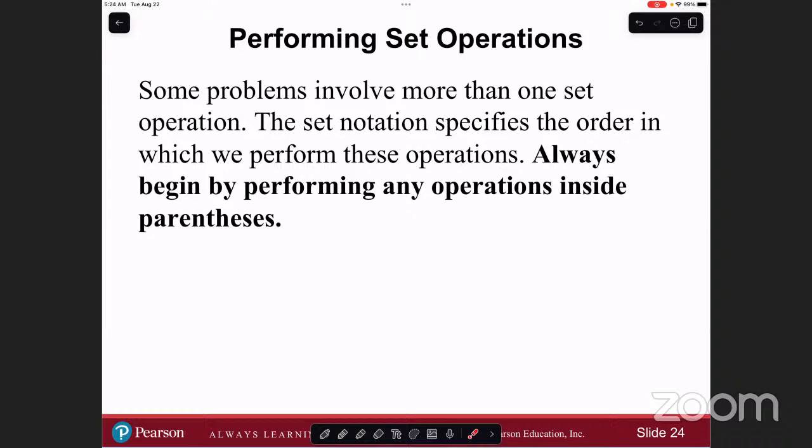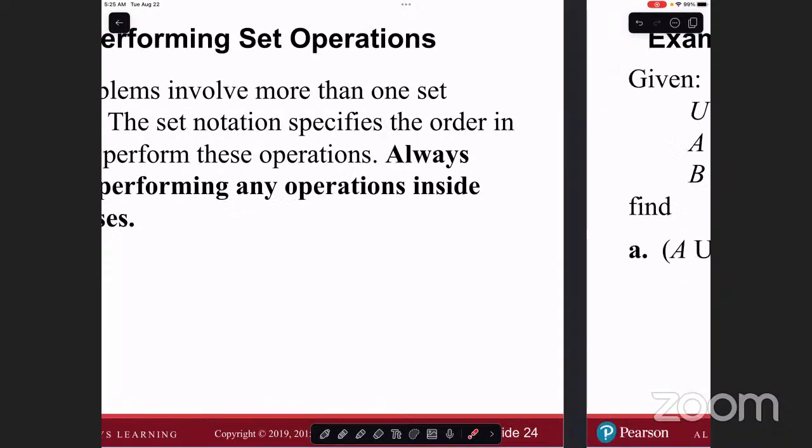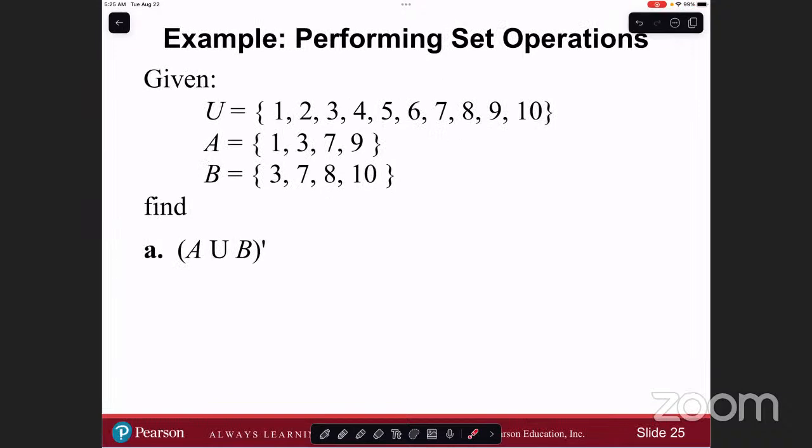So performing set operations. Some problems involve more than one set operation. The set notation specifies the order in which we perform these operations. Always begin by performing any operations inside parentheses. So given these three sets, we're asked to find A union B complement. So again, the recommendation is to start inside the parentheses. So first we're going to find A union B, then we're going to find the complement.